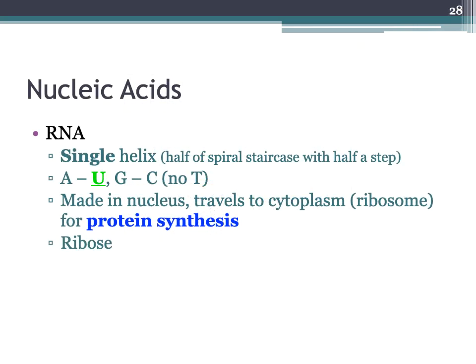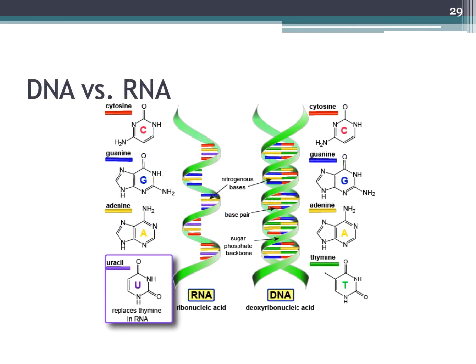RNA is a single helix. It's half of a spiral staircase with half of a step. It has A and U, no T. Thymine is gone. It uses uracil instead, and it does have G's and C's. It's made in the nucleus, and it travels to the cytoplasm or the ribosome for protein synthesis. Its sugar is ribose instead of deoxyribose.